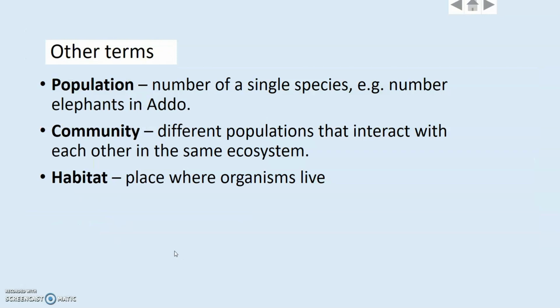Some more terms we need to know. A population refers to the number of a single species. For example, the number of elephants in Addo. Community, on the other hand, is the different populations that interact with each other in the same ecosystem. And the habitat is a place where these organisms live.